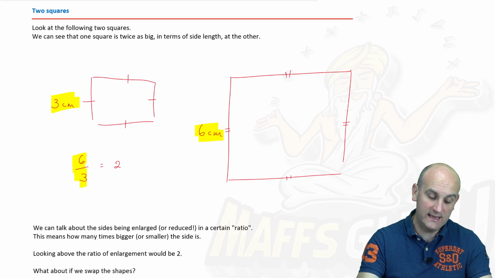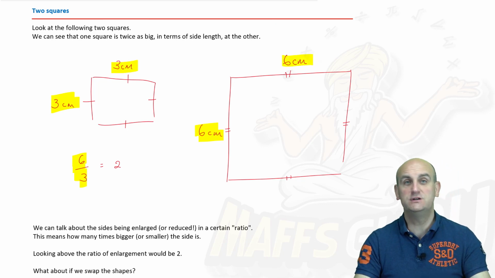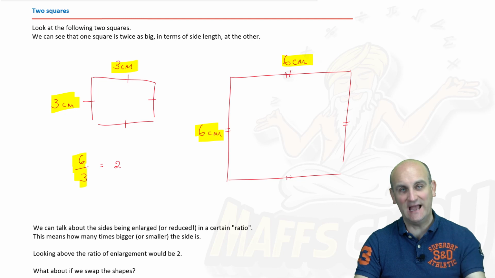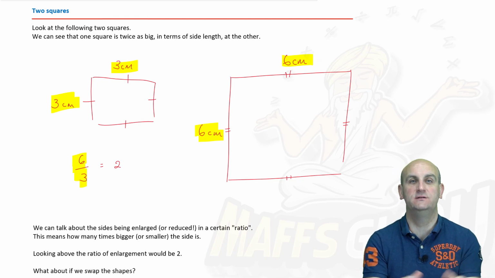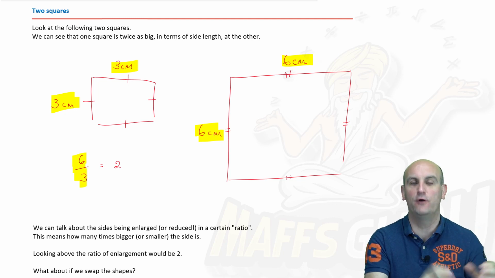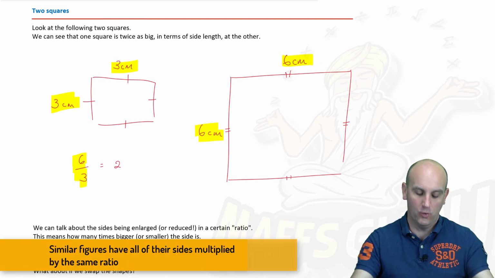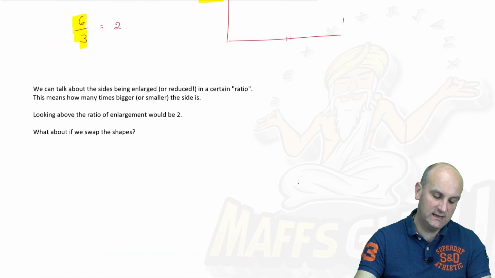And the great thing is, I know that this side here is 6 centimeters and that side there is 3 centimeters. And what is the ratio of those two sides? Exactly the same. And the great thing about ratios is we are looking for those side lengths to be of the same ratio. Then we know the shape has been enlarged or reduced. Now, obviously that is that.